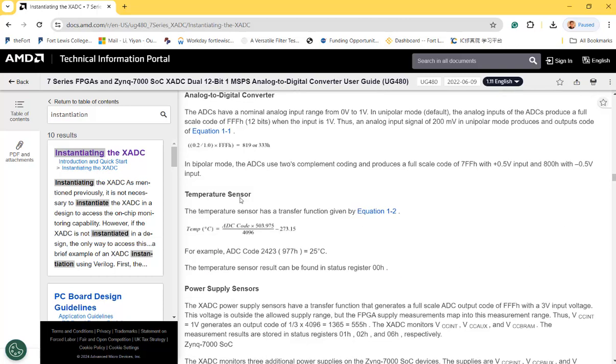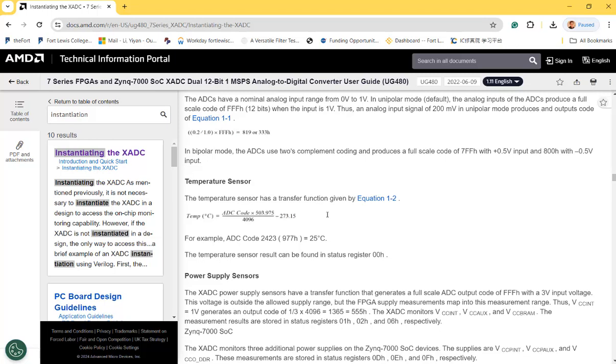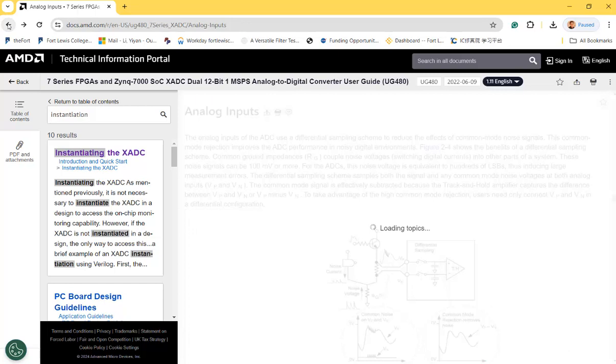It also has a temperature sensor on the board, but we are definitely not doing any temperature sensing with it. So you can just ignore that part of the user guide.